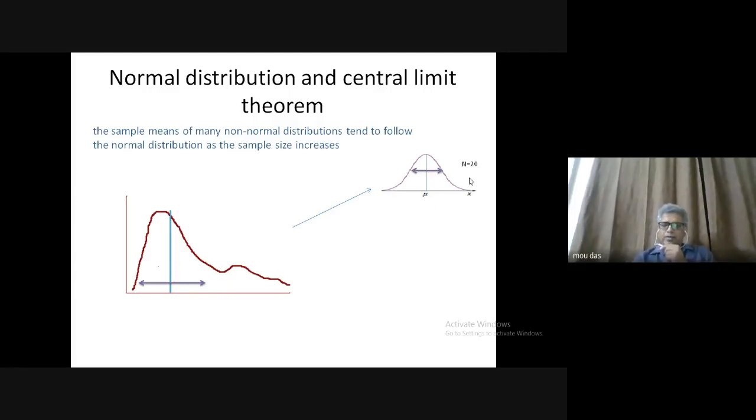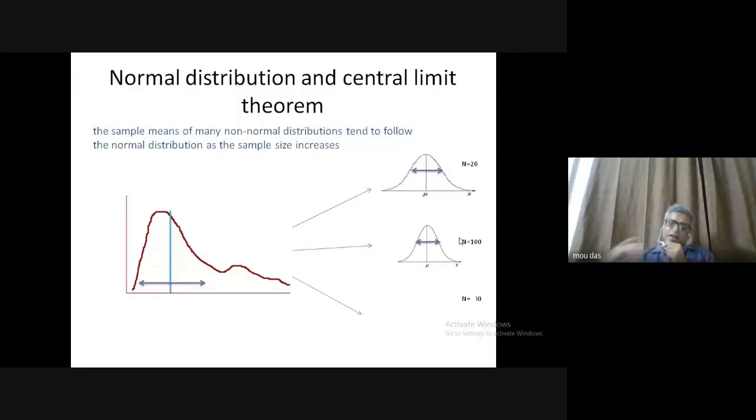Now, if you repeat the experiment with a sample size of 100, we'll get a similar normal curve. However, here the standard deviation of these sample means, we call this a sampling distribution of the sample mean, because it is the sample means we are taking and their distribution. The standard deviation of such a sampling distribution will be smaller as we increase the number of patients in each sample, that is the sample size.